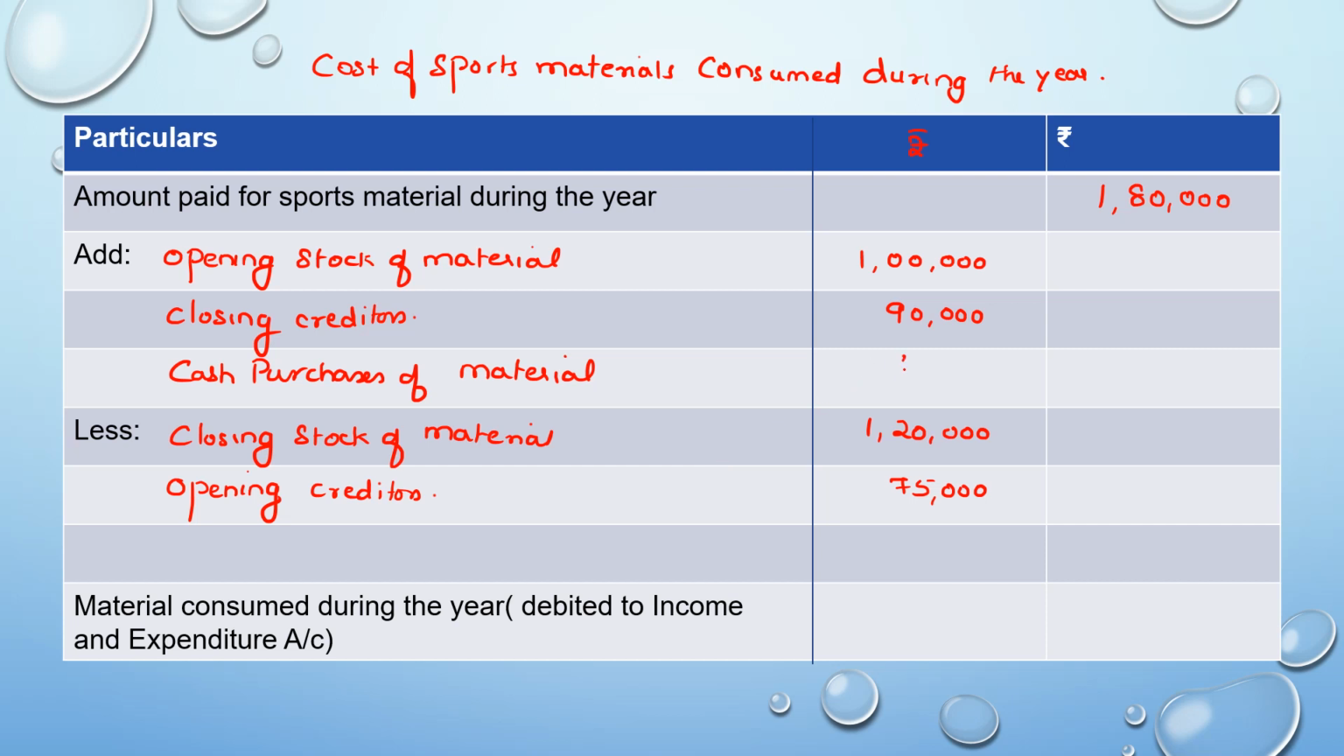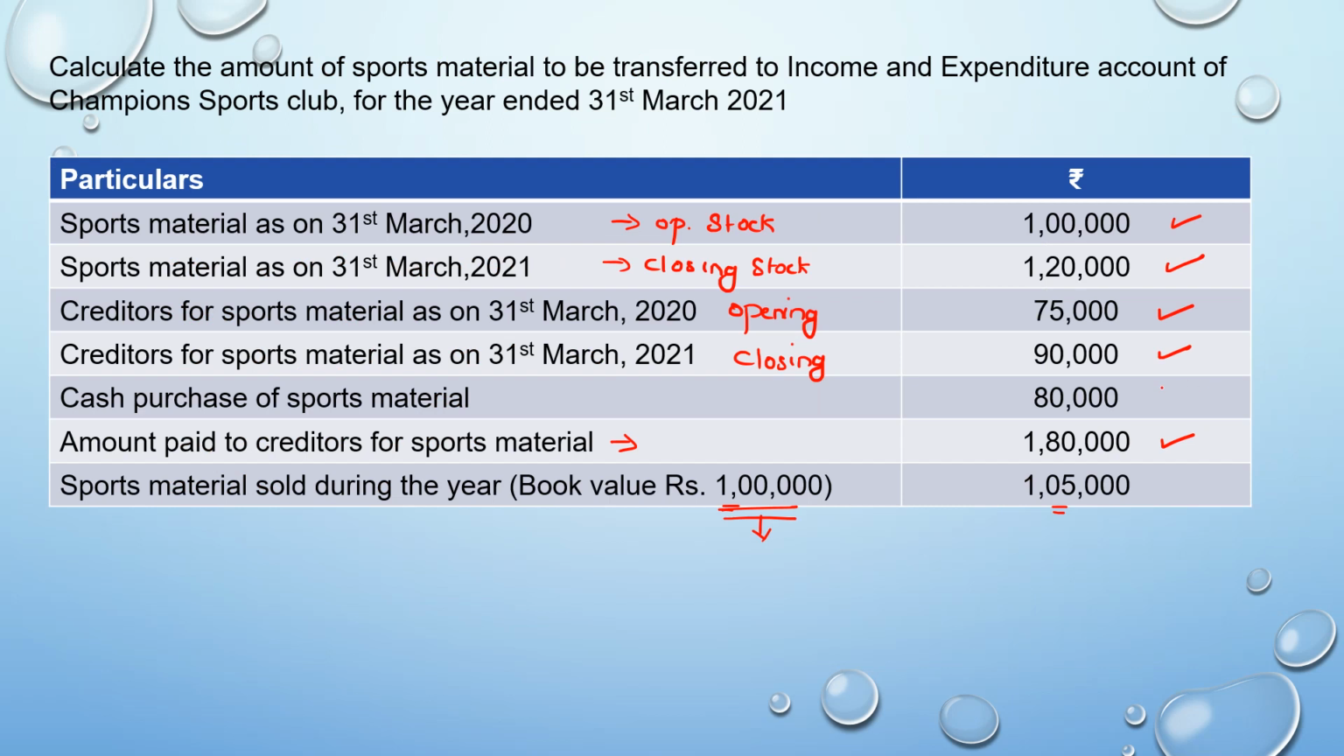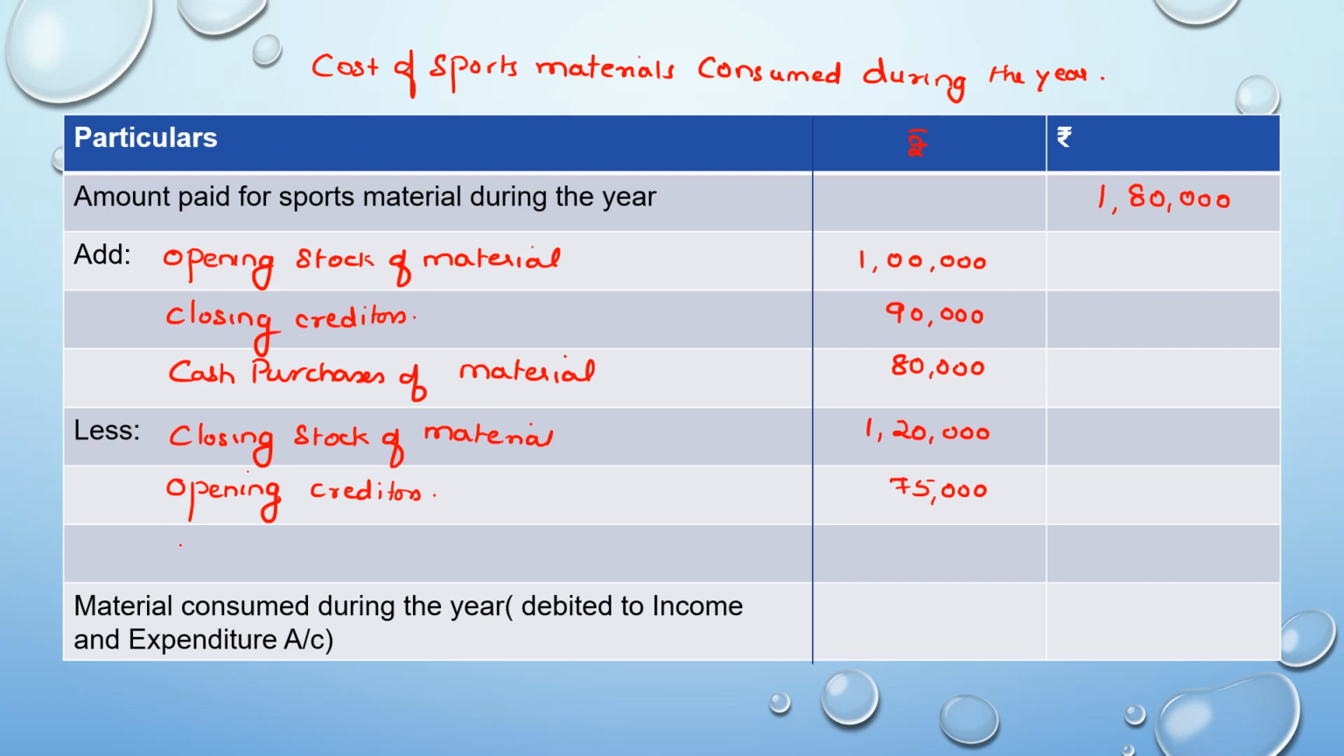That comes to 80,000. Finally, we are left with just one item, that is sports material, which is sold during the year. So we have to remove this book value of 1 lakh which is included there, because that is no longer available to be consumed. So we write here the sports material which has been sold during the year. The book value is what is taken here, which came to 1 lakh.